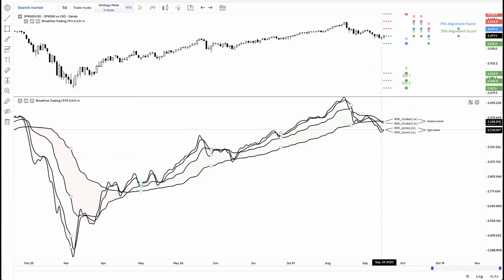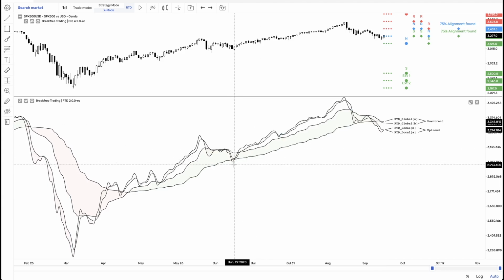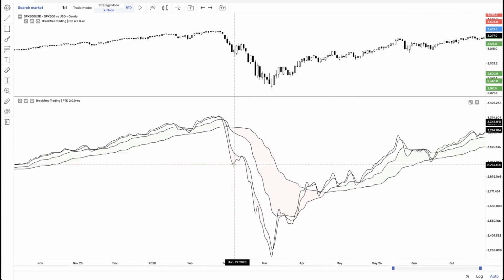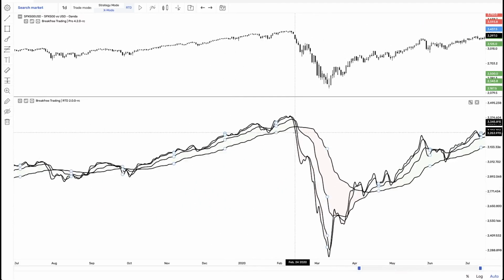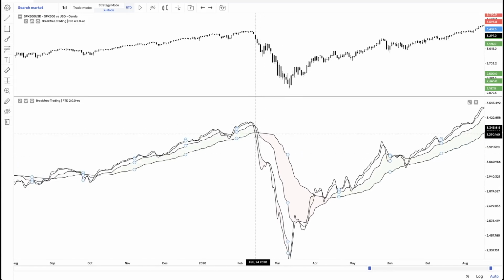But once the local starts trading below the global like this, that's where you get your first warning sign. It is possible for it to trade temporarily below without really damaging the trend. But as an example, you can see over here on SPX, before the sell-off with the COVID, the first thing we saw was really that the RTD local registered the sell-off before it even happened.